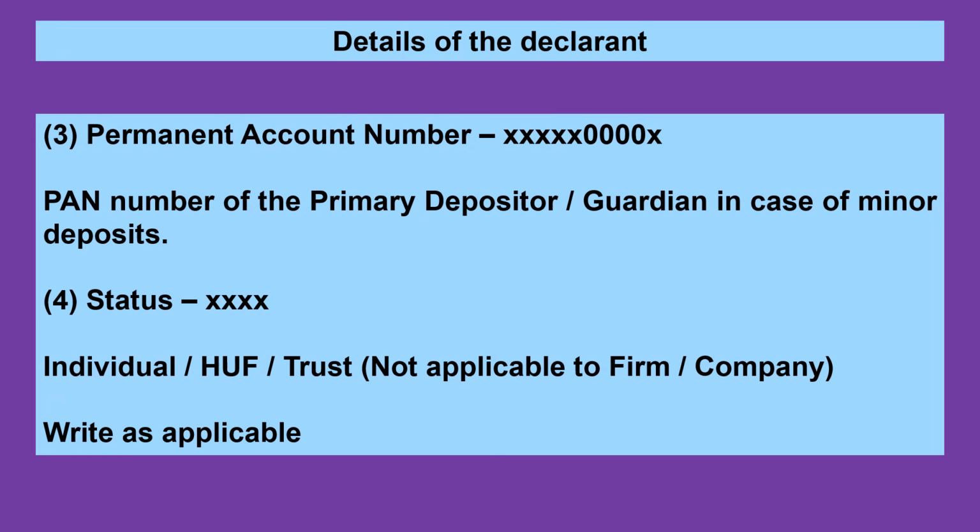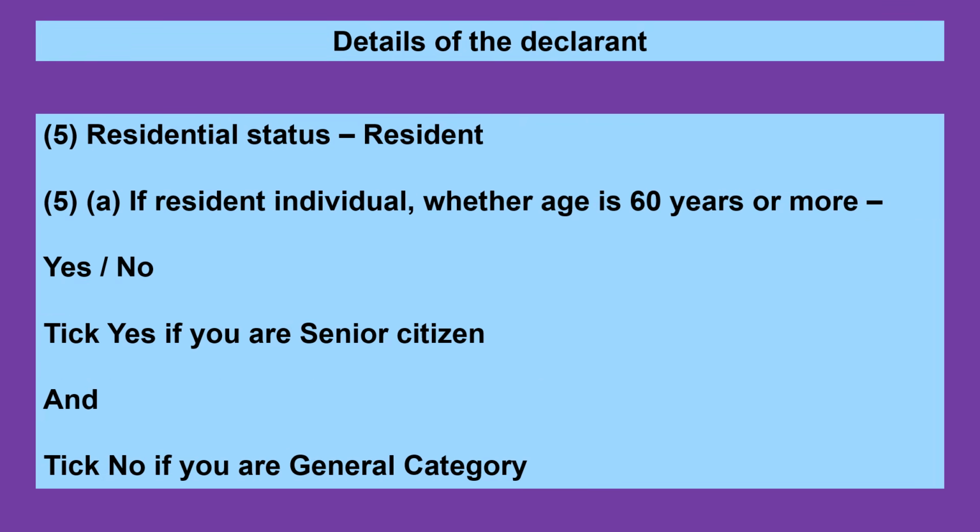Here fill your address if you are the depositor, and for a minor, the guardian can fill their address. Point number 3, permanent account number. PAN number of the primary depositor, or guardian in case of minor depositors. Point number 4, status. Individual or HUF or trust; not applicable to firm or company. Write as applicable. Point number 5, residential status. It is resident only. Point number 5A, if resident individual, whether age is 60 years or more, tick yes or no. Tick yes if you are a senior citizen, and tick no if you are general category.